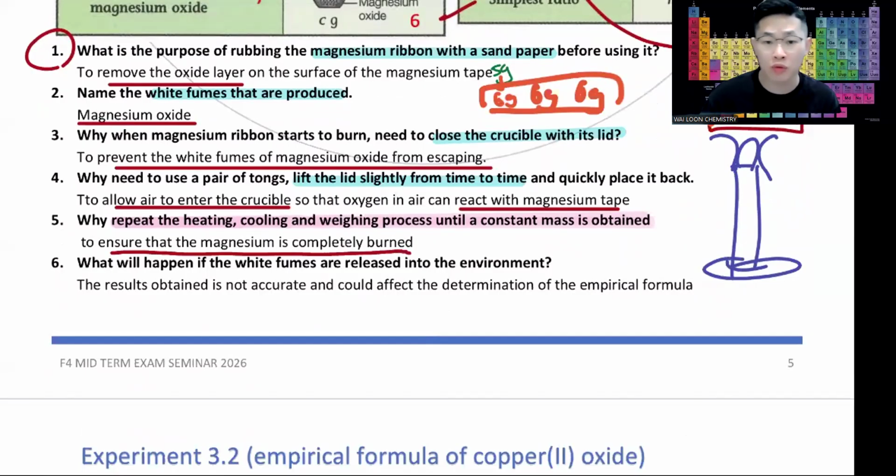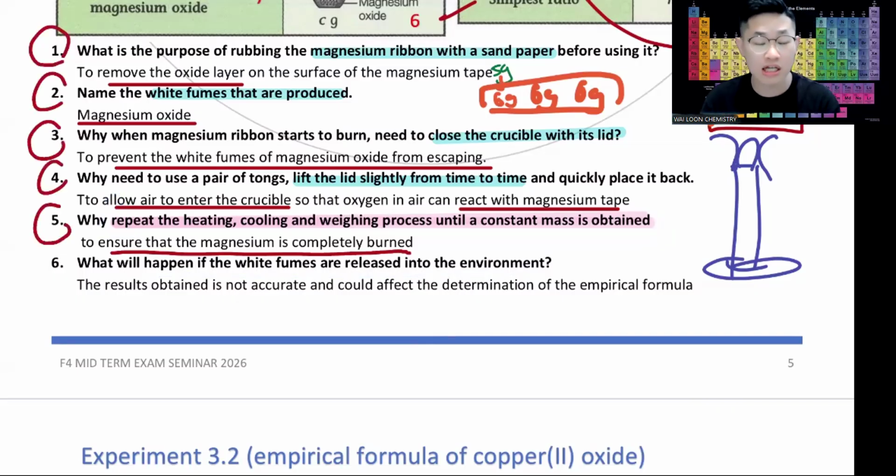So if they ask you the other way around, guys, which is how can you make sure that the substance is reacted completely? Then you say, oh, I can repeat the heating, cooling, and weighing process until a constant mass is obtained. So this is how you make sure the magnesium is reacted completely. Okay, and then next, what will happen if the white fumes are released into the environment? That's what we said just now. It could affect the mass. Okay, so the most important precautions here are 1, 2, 3, 4, 5. These are the 5 things that you must study for MgO experiment.